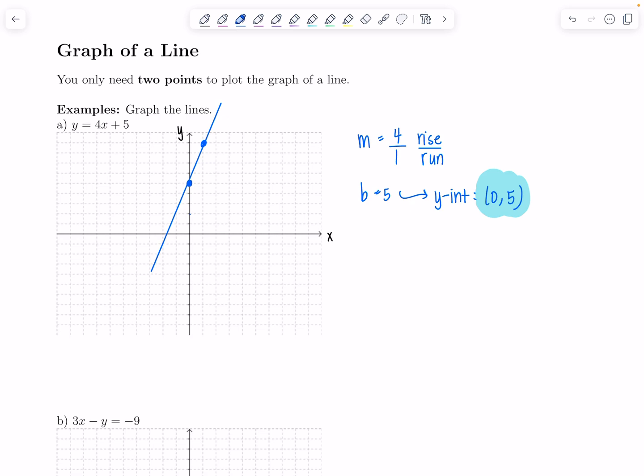And then the other very important thing is that you put arrows on the end of your line because it extends forever. Later on, you might have scenarios where there aren't arrows because it's a different kind of graph. And that is important to note as well. So be precise when there are arrows and when there are not. Otherwise, it is incorrect.